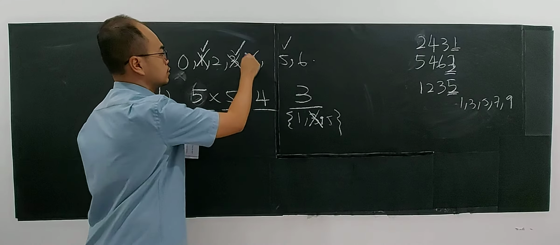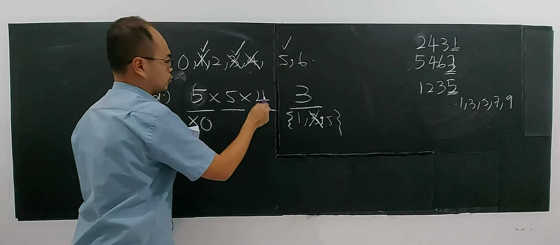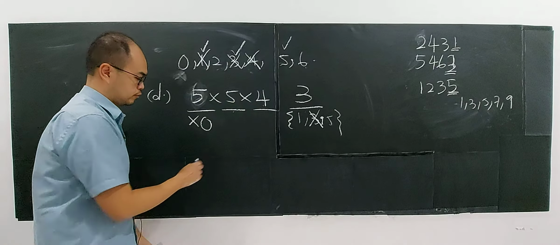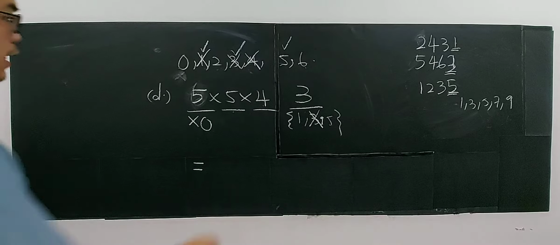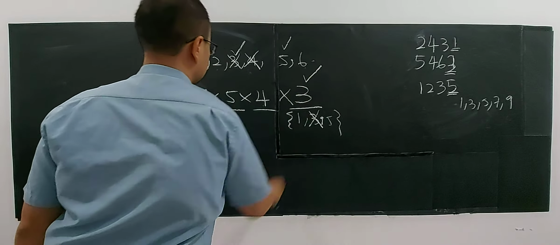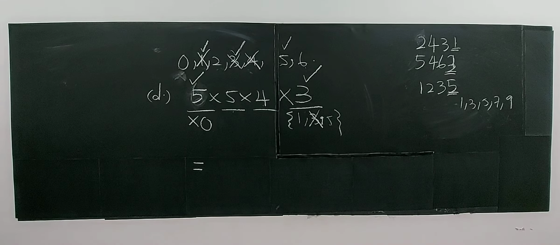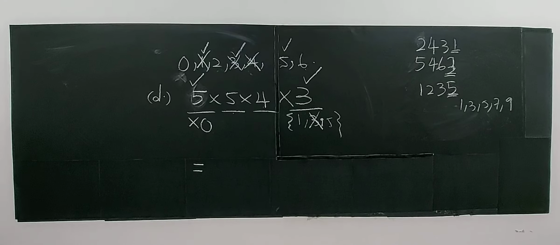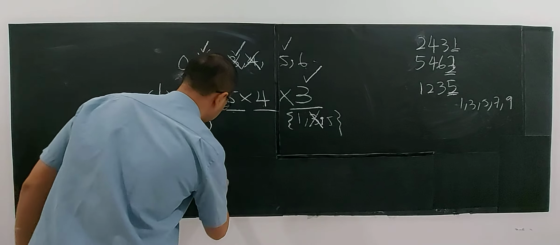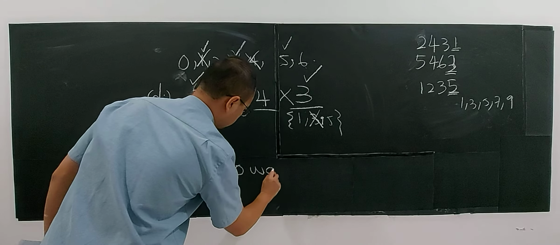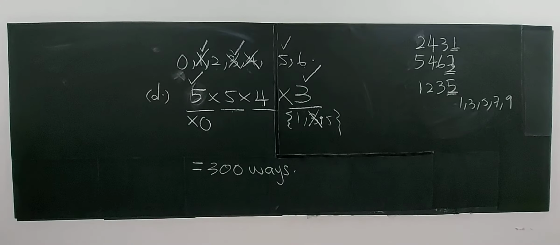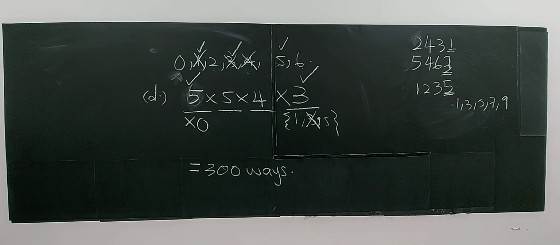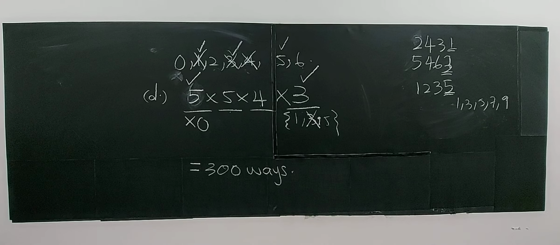Let's say I'm choosing 4. I still have 4 choices. This is the correct way of thinking, right? It should be 5 times 5 times 4 times 3. First you consider the last digit, second you consider the first digit, which gives you 300 ways. So you can give other alternatives and double check with your lecturers. All right, so that's all for this question. Hope you really understand this question.